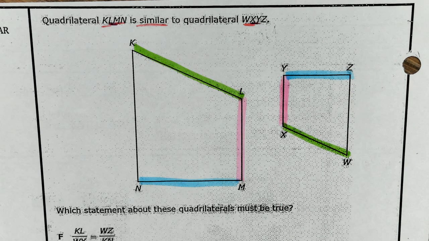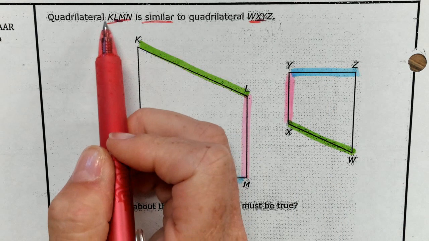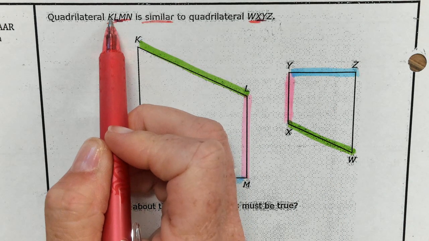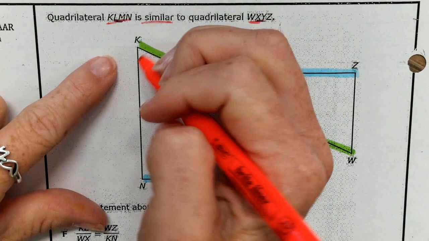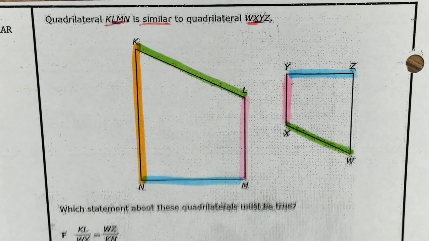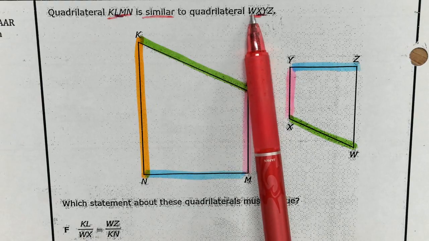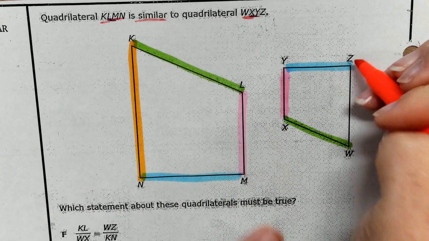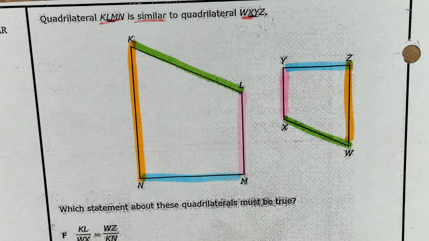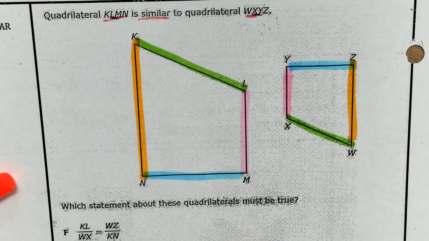Now, obviously, the other 2 sides correspond, but let me show y'all why. What comes first over here? And what comes last? So K to N. And then over here, what comes first? And what goes last? So W to Z belongs with K to N. So it looks like they rotated this, doesn't it? Yeah.